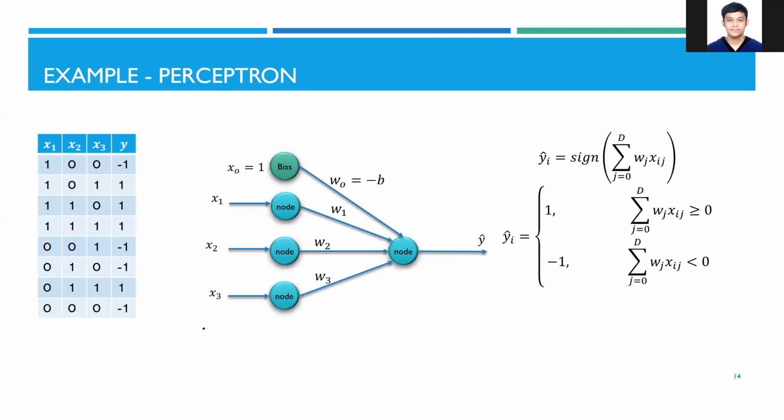Okay, so let's start with an example for the perceptron. Let's say we have 8 data, data 1 until 8. Each of them is 3-dimensional data, x1, x2, x3, and we have the output. Because we have 3-dimensional data, we have 3 nodes in the input layer. So this one is the input layer.